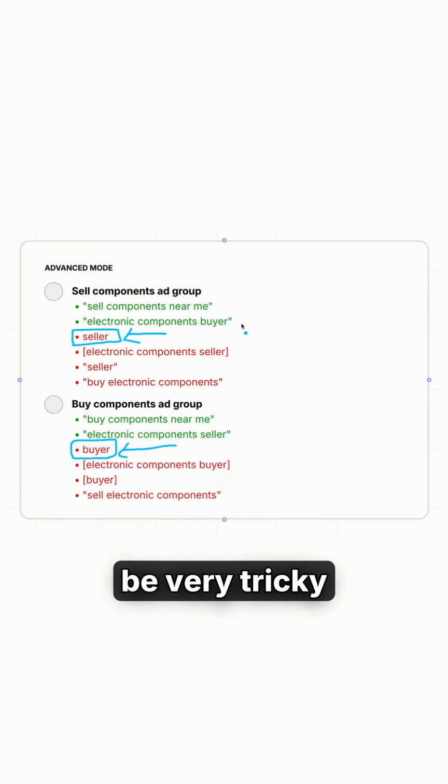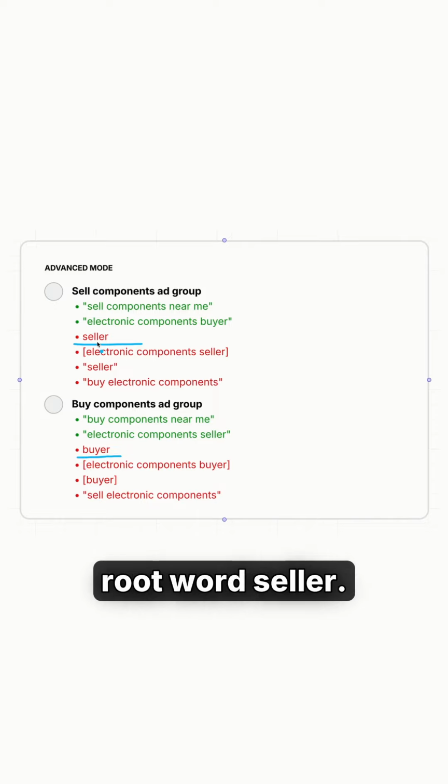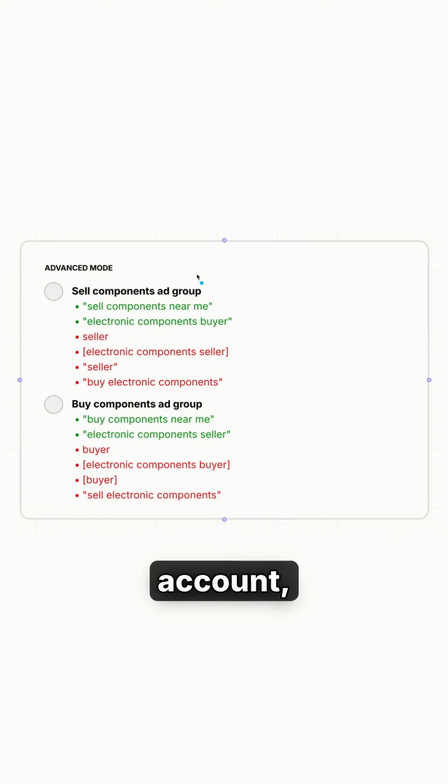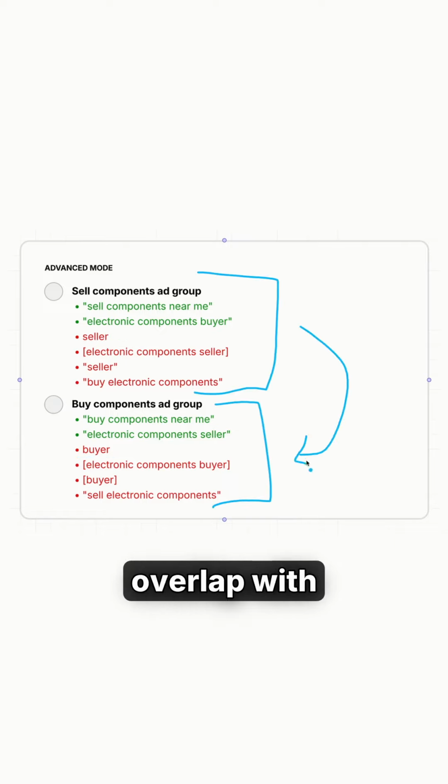So that way you're trying to be very tricky in the way of using the root word of the trigger, right? The root word is buyer and the root word is seller. And so you've got to be very careful on how you use these so that you don't tank your account, don't tank your ad group or your campaign, and you make sure that these don't overlap with each other. Does that make sense?